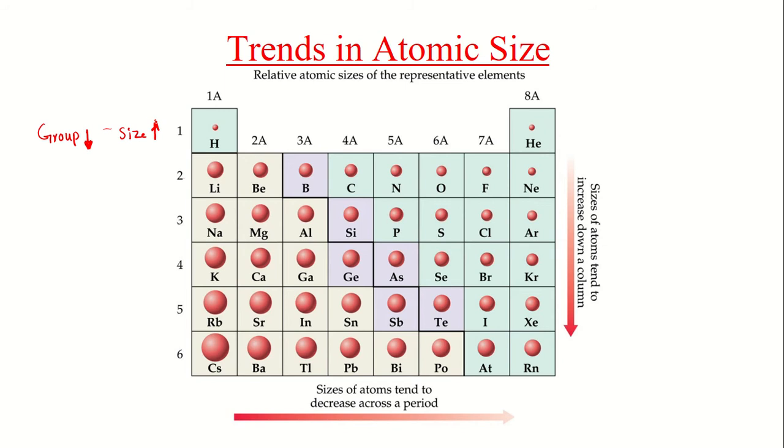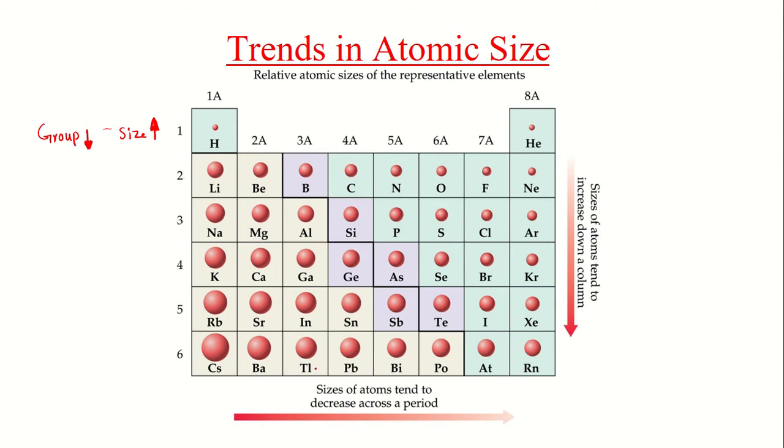increases. So we predict we have the largest atom on the bottom of the periodic table because in each group, the elements on the bottom of each group are the largest element in that specific group.